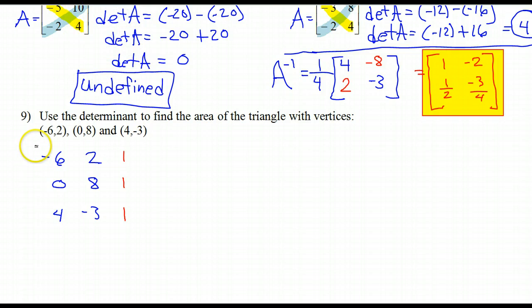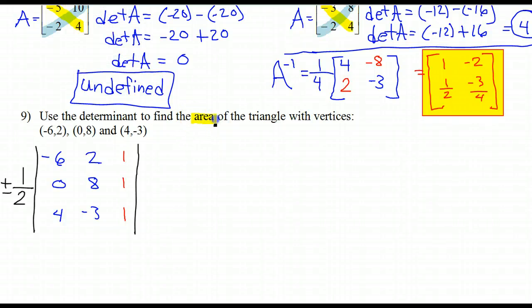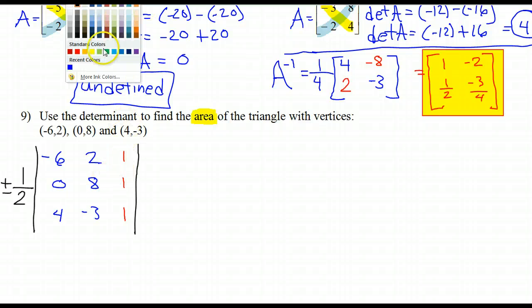Okay, I'm going to use straight lines instead of my usual squarish brackets, because straight lines mean that we're about to do the determinant. In front here, we're going to put plus or minus 1/2. It's always plus or minus 1/2 when you're doing the area, but don't go putting plus or minus 1/2 when you're not doing the area. This is strictly something that's part of the area formula for matrices. All right, now let's carry on with our determinant.